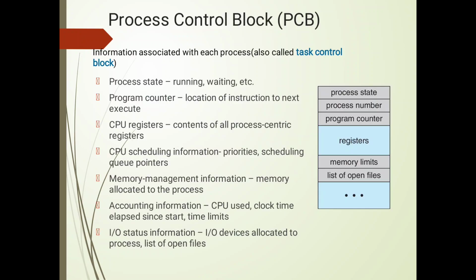state. Then the process control block: the information associated with each process is called a process control block. It has the process state, program counter, CPU registers which are used, and the CPU scheduling information, memory management information, accounting information, and I/O status information.